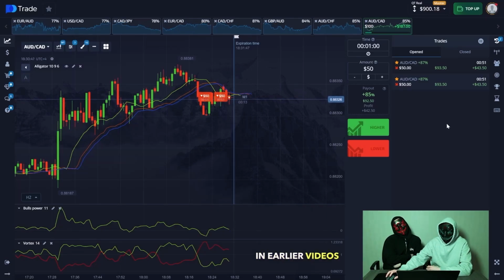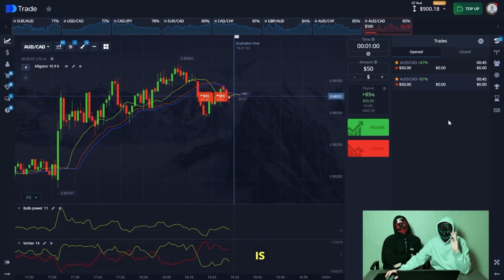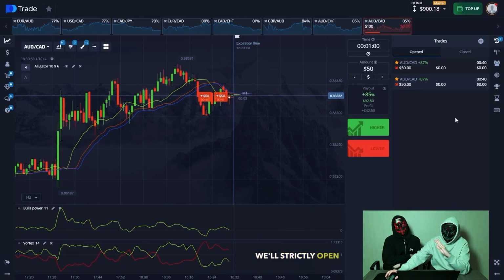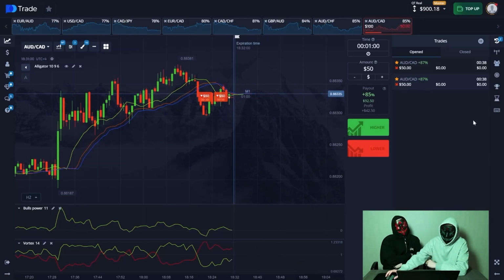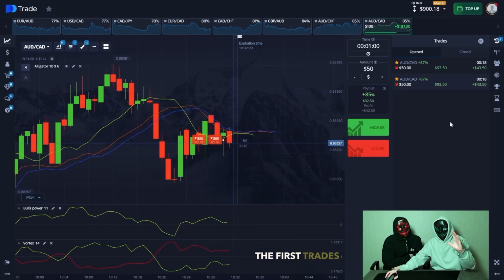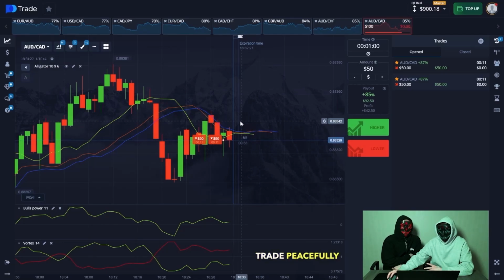In earlier videos we used time frames of 1 minute and 3 seconds, 1 minute and 4 seconds, but today's strategy is specifically for precisely 1 minute. We'll strictly open trades for this duration. So friends, 19 seconds are left. The first trades are mainly for testing so that we ensure our settings are correct. You can trust their reliability and trade peacefully as well.